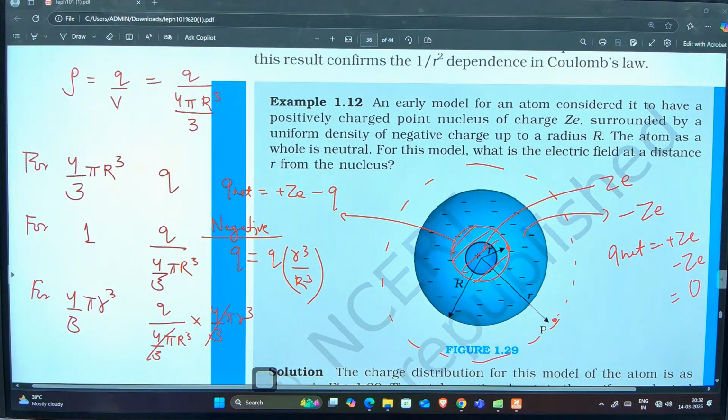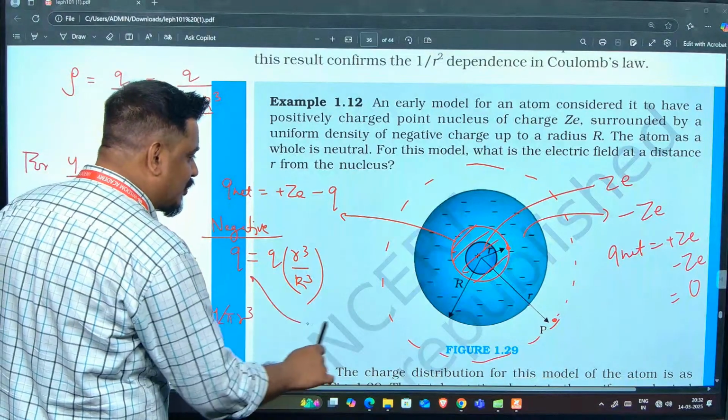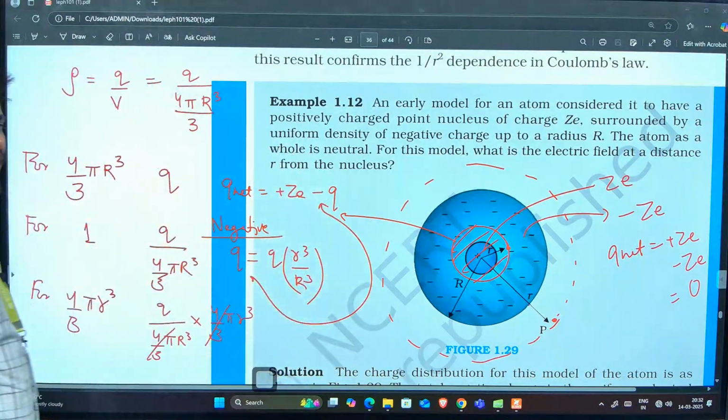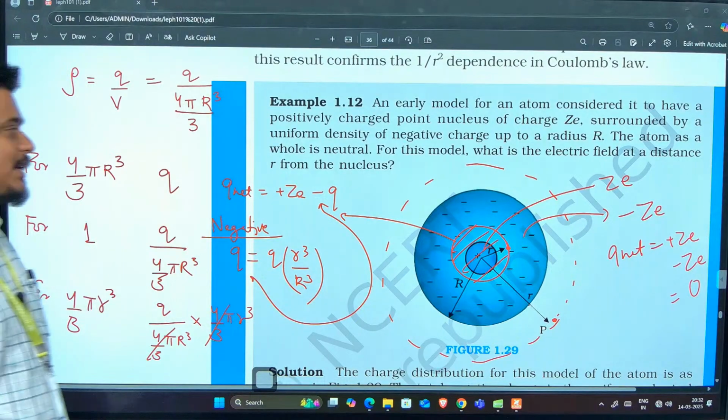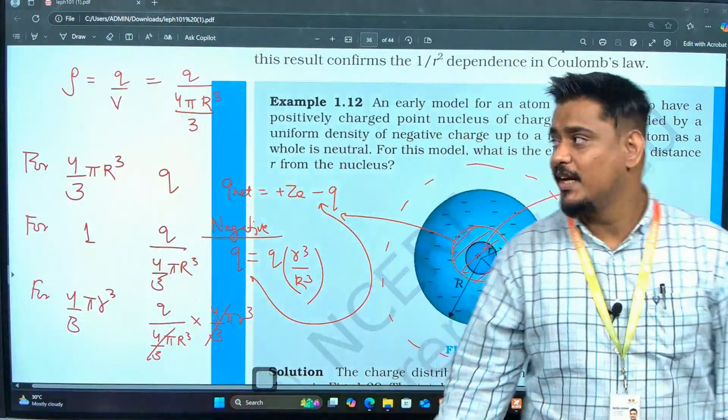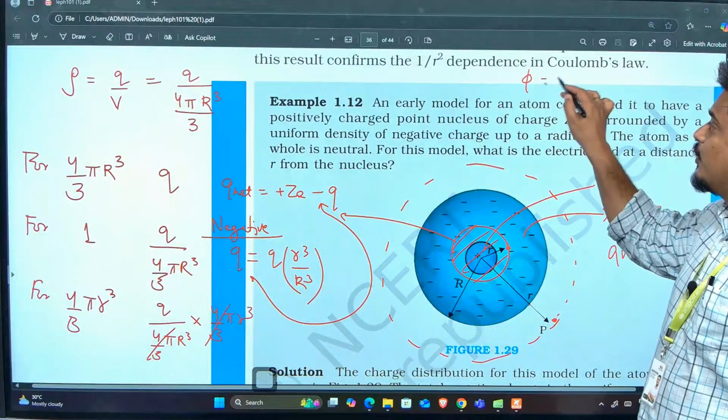Do you agree with me? Then what I am going to do? I am going to put this q here. I am going to get q net. So step 1 remains same. Step 1 will be finding the phi, which will become equal to Ea cos theta.